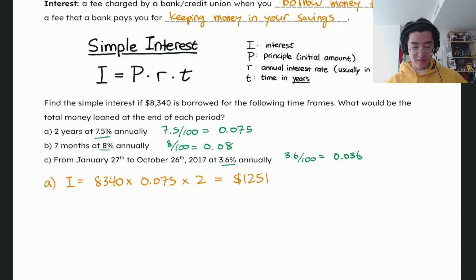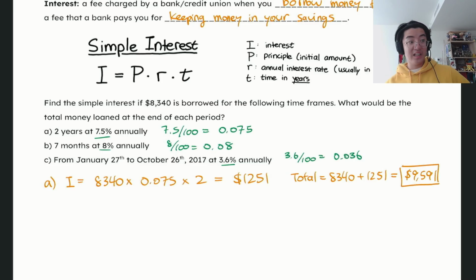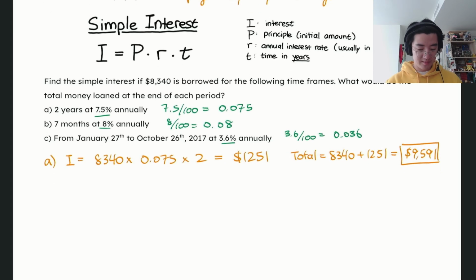So by the end of the 2 years, not only do you have to pay back the bank the money you borrowed, you also have to pay the money that you accrue through interest, which is 9,591. That's when interest is bad. If you borrow money, you have to pay some extra money on top of that when you return all the money.